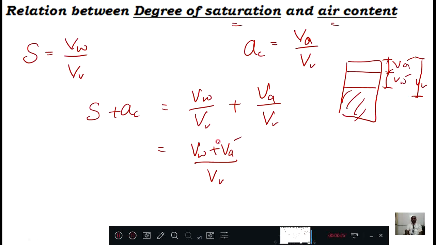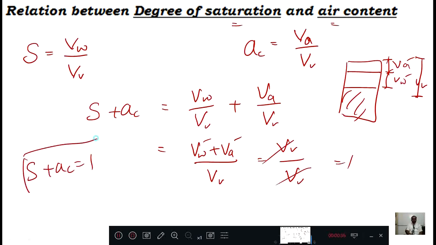Therefore volume of air plus volume of water, I can write as volume of voids, and the denominator is volume of voids, which cancels and equals 1. Therefore S plus AC equal to 1 is the answer. This is the relation between degree of saturation and air content.